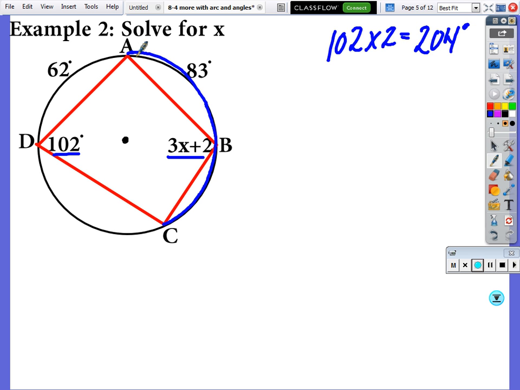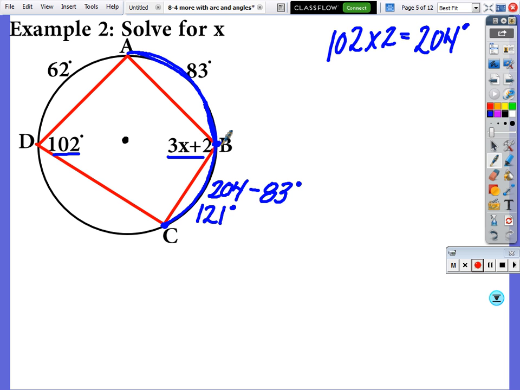Well, we know this piece of the arc is 83 degrees. So can we find from here to here? Yeah, we'll take the full amount, which is 204, and we'll subtract off 83 degrees. Is everybody following me? Okay. So with that, then we're going to get 121 degrees. So this piece from here to here is 121 degrees. So from here to here is 121.